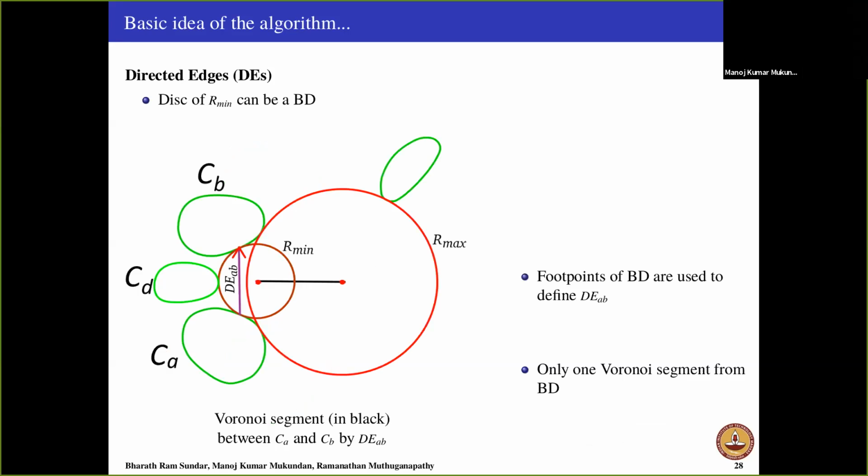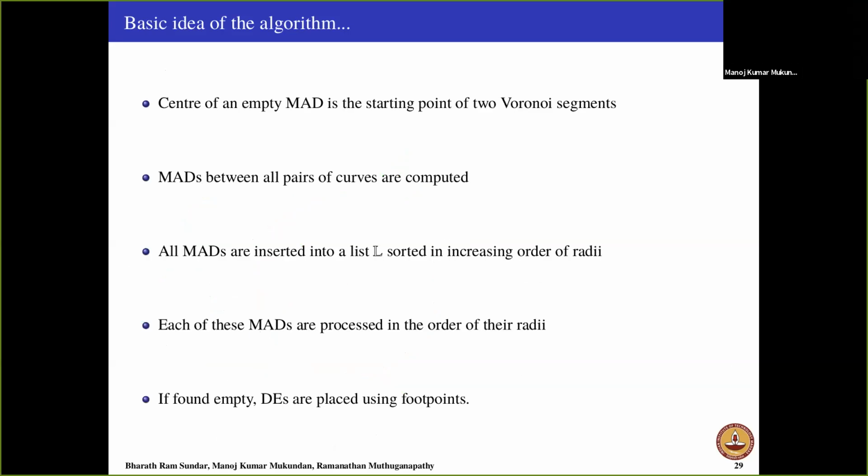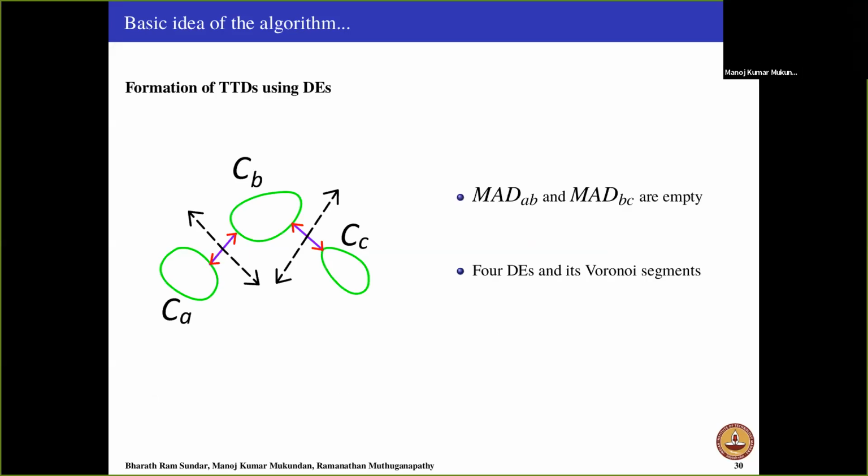In this figure, the disk of Rmin for this Bernoulli segment is a BD. So footpoints of the BD with the curves CA and CB are used to define DEAB. As the center of an empty MAD is the starting point of two Bernoulli segments, MADs between all pairs of curves are computed. All MADs are inserted into a list L, sorted in increasing order of radii. Each of these MADs in the list L is processed in the order of their radii. If found empty, DEs are placed using footpoints.